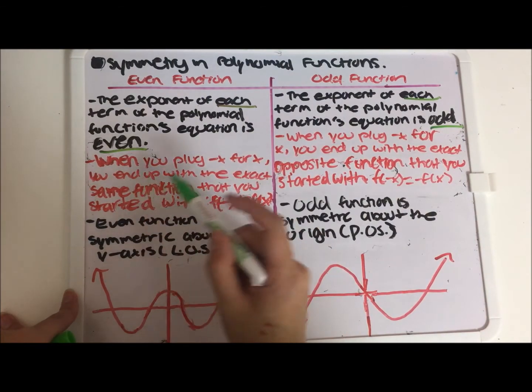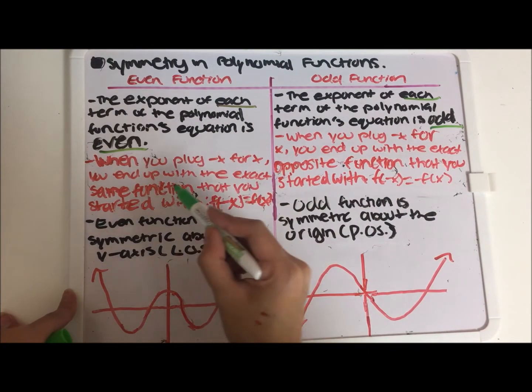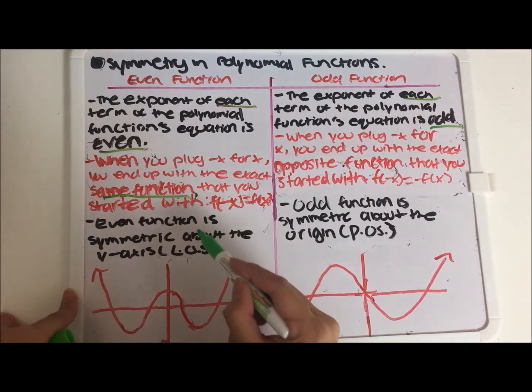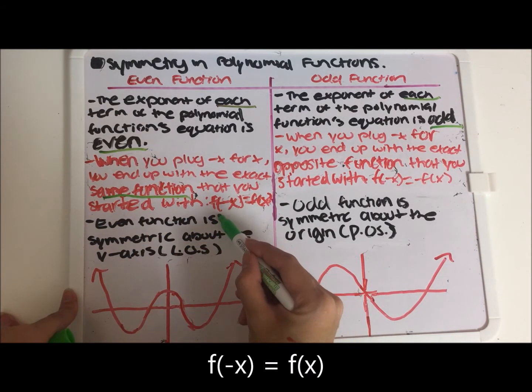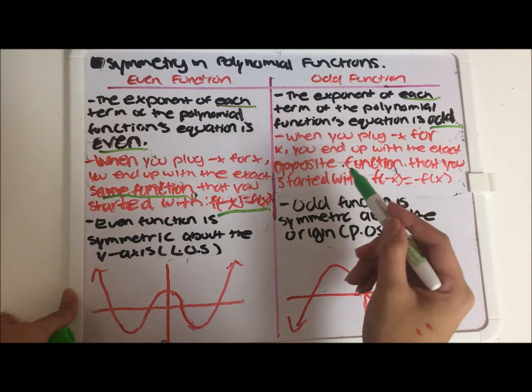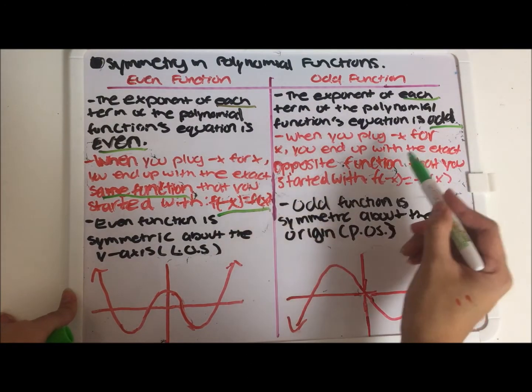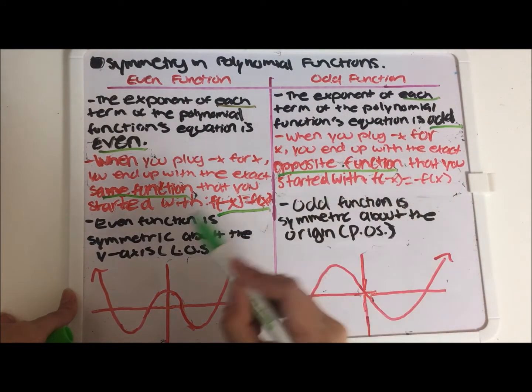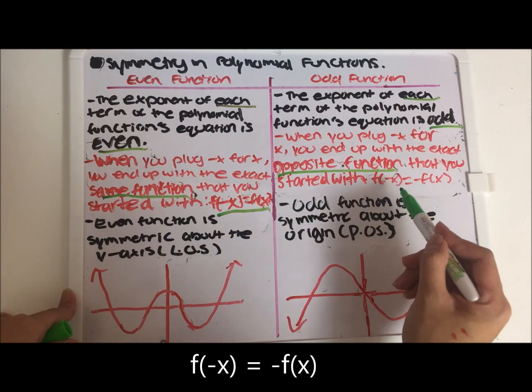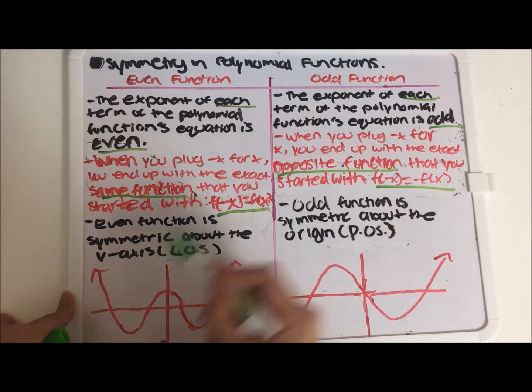Secondly, for an even function, when you plug negative x in for x, you end up with the exact same function that you started with. So f of negative x equals f of x. For an odd function, when you plug negative x in for x, you end up with the exact opposite function that you started with. So f of negative x equals negative f of x.